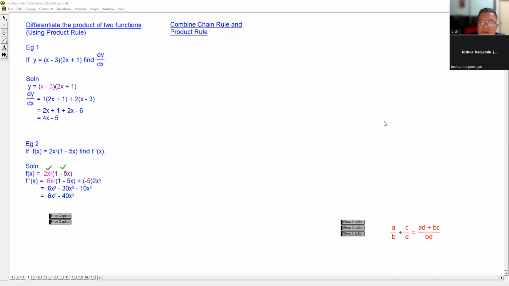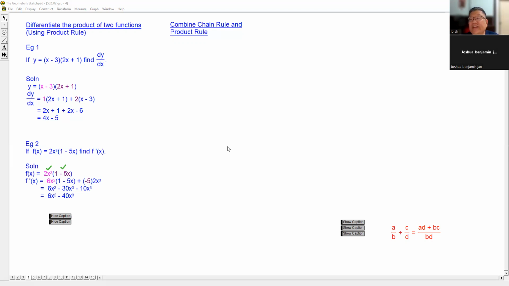The brown color, you just keep. For the second part, you differentiate the brown color. Differentiate 1, you get 0. Differentiate negative 5x, you get negative 5. And which is the one that you should keep? You keep the pink color. So you keep this. Then you add up the two terms together.